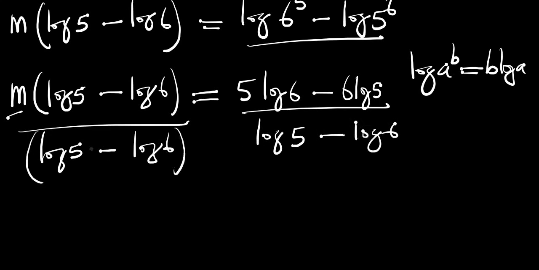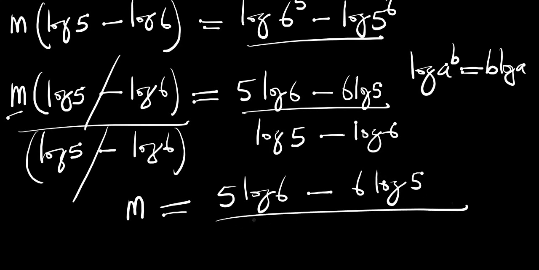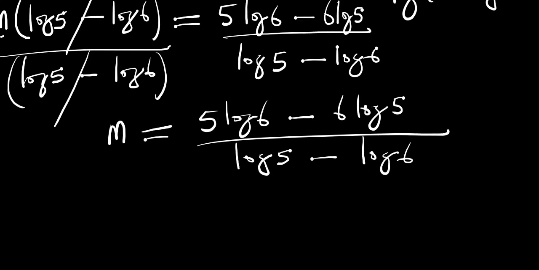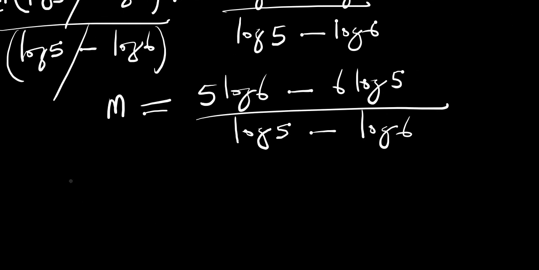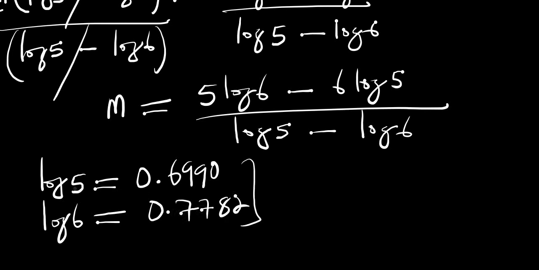And by doing that, this will cancel this, and we have m equals 5 times log of 6 minus 6 times log of 5, and this divided by log of 5 minus log of 6. Now the next thing is for us to make use of our calculator, and let's write out the values of log of 5 and log of 6. So from my calculator, log of 5 equals 0.6990 to 4 decimal places, and log of 6 equals 0.7782. All these are approximate values.